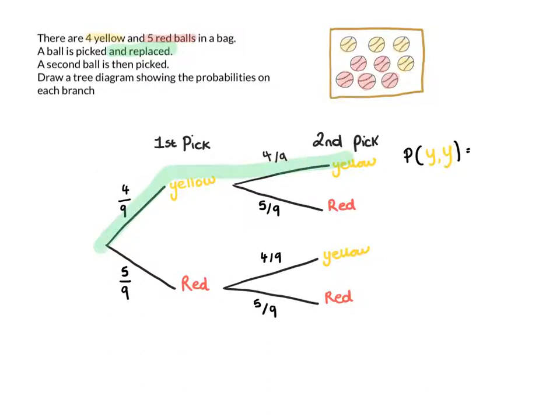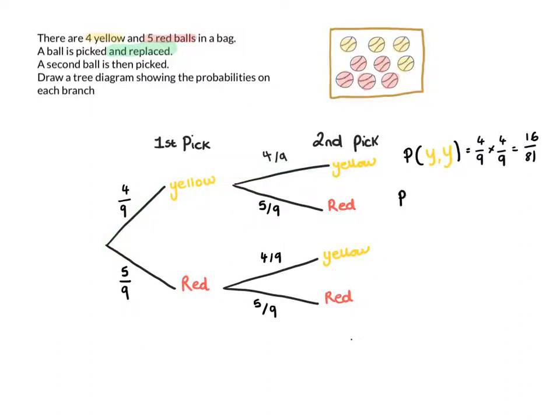So remembering our and or rules, I want the probability of picking a yellow and a yellow. So the and means multiply. So you always multiply along the branches. So the probability of yellow and yellow is 4 over 9 multiplied by 4 over 9. Remember that when you multiply fractions, you multiply the numerators and multiply the denominators. So 4 multiplied by 4 and 9 multiplied by 9. So you should get 16 over 81.